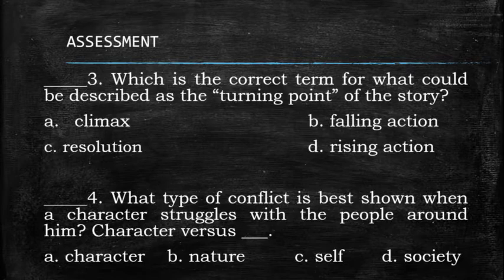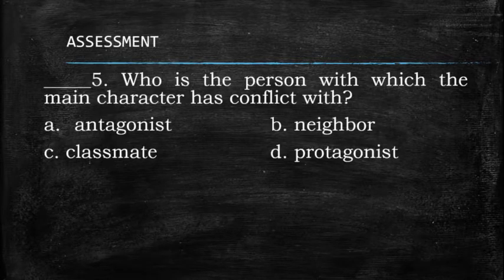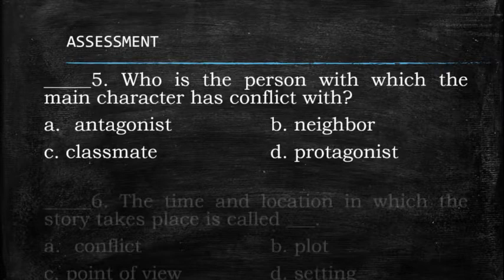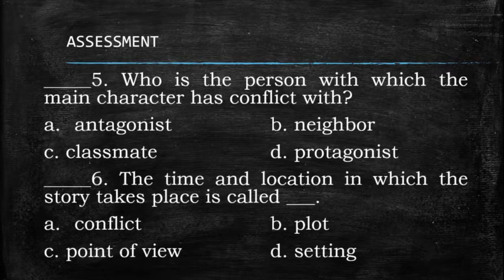Fifth, who is the person with which the main character has conflict with? A, antagonist, B, neighbor, C, classmate, or D, protagonist. 6. The time and location in which the story takes place is called A, conflict, B, plot, C, point of view, or D, setting.